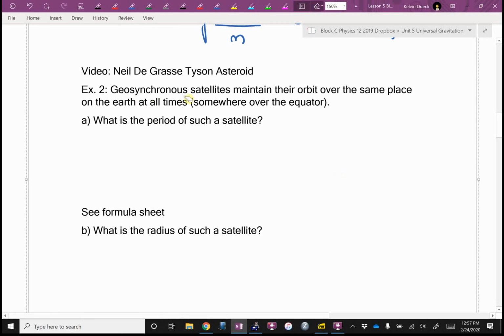Geosynchronous satellites maintain their orbit over the same place on the Earth at all times. In fact, they stay above the equator. I talked a little bit about geosynchronous satellites in our orbits lesson. What would the period be of any satellite, if it appears to stay above the same place on the Earth at all times, so that it's matching the Earth's rotation, what must its period be in hours? It's got to be 24 hours.